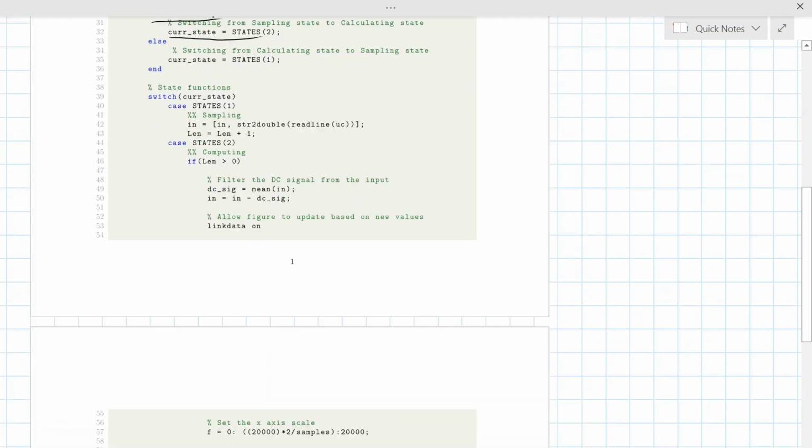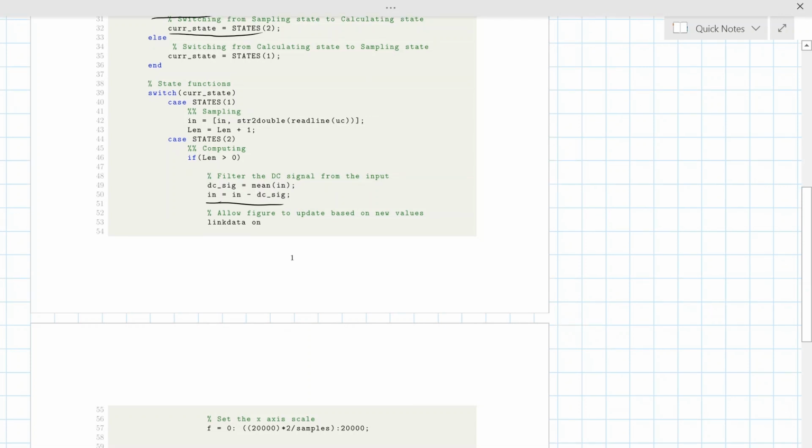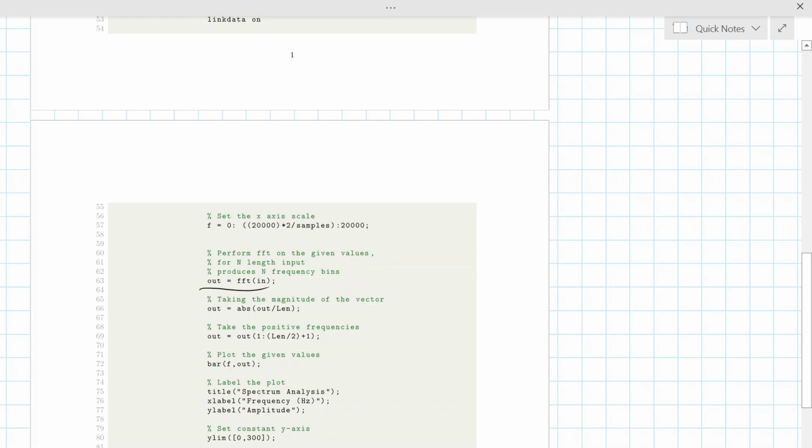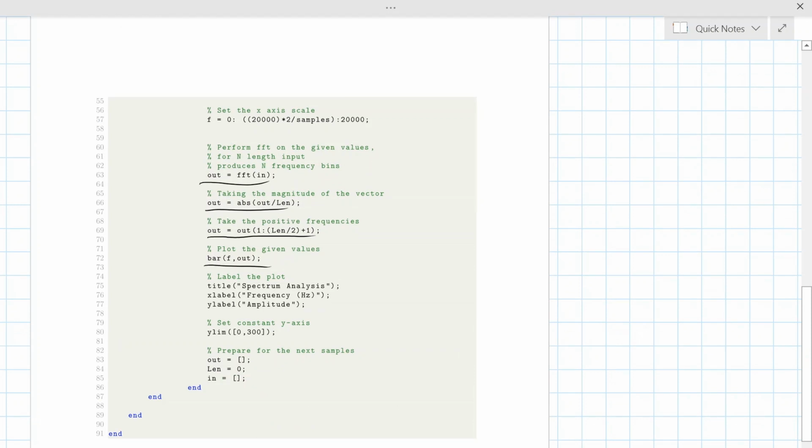In the computing state, the mean of the signal is subtracted, meaning the DC offset is taken out of the signal. Next, the Fourier transform is computed. This gives us complex numbers so that we can take the magnitude of the signal and then take the positive frequencies only, because the Fourier transform provides positive and negative frequencies. This is then graphed on a bar graph.